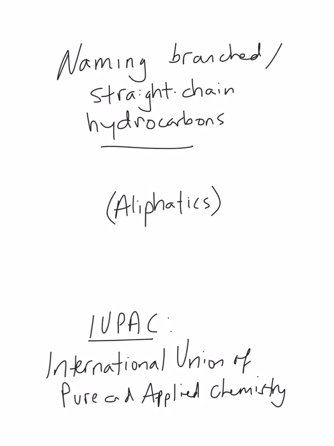All right, I'd like to go through with you how to name branched or straight chain hydrocarbons. Just a reminder, when we're talking about hydrocarbons, we're talking about organic compounds made only of hydrogen and carbon. And so that's going to include alkanes, alkenes, and alkynes, according to what we've learned.